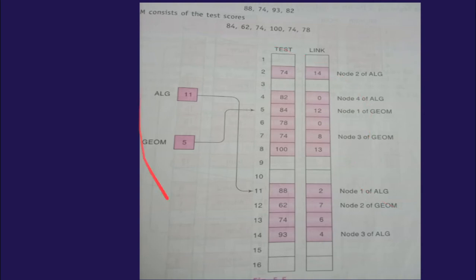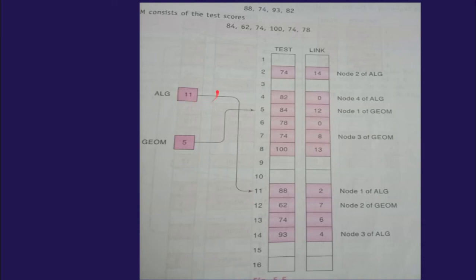Now here is an example where there is a pair of values. So this contains two pairs of values, and the values are given as 88, 77, 93 and 82 for one list, and then 84, 62, 74, 100, 74, 78 are the scores of the next list, GEOM. So this is the value of the list ALG.